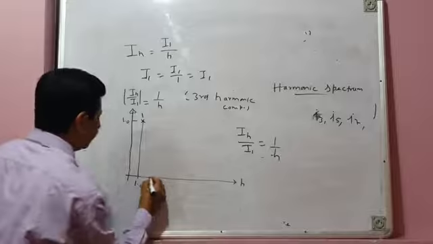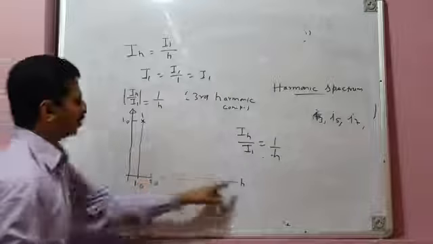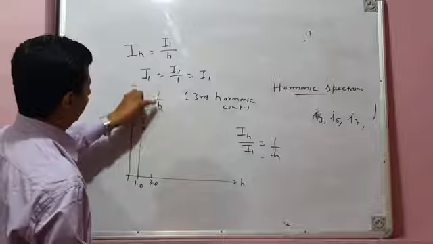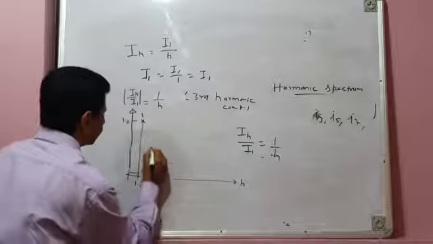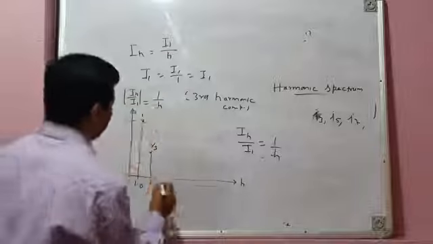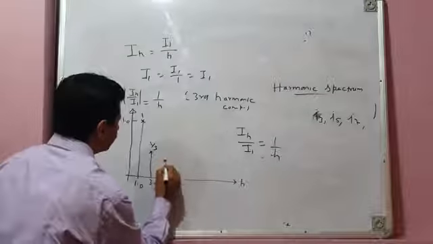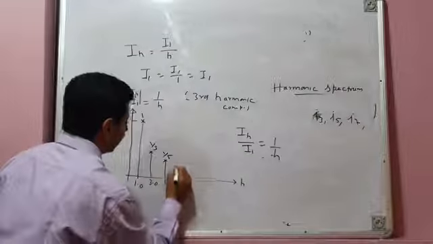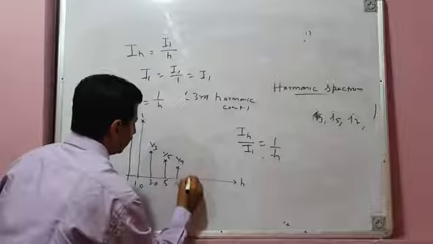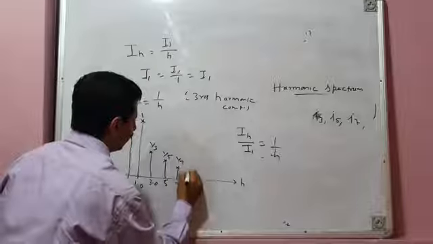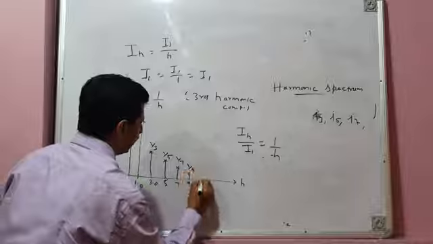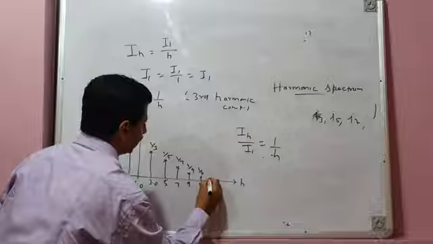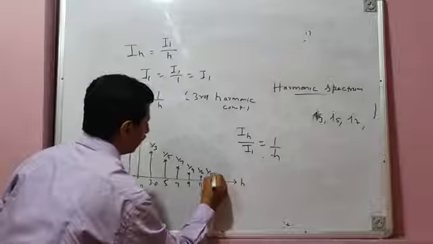Third harmonic, H equal to 3 means third harmonic. It has an amplitude of 1 by 3, because H is equal to 3. Fifth harmonic will have an amplitude of 1 by 5. Seventh harmonic will have an amplitude of 1 by 7. Ninth harmonic will have an amplitude of 1 by 9. 11th harmonic will have an amplitude of 1 by 11. 13th harmonic will have an amplitude of 1 by 13, and so on.